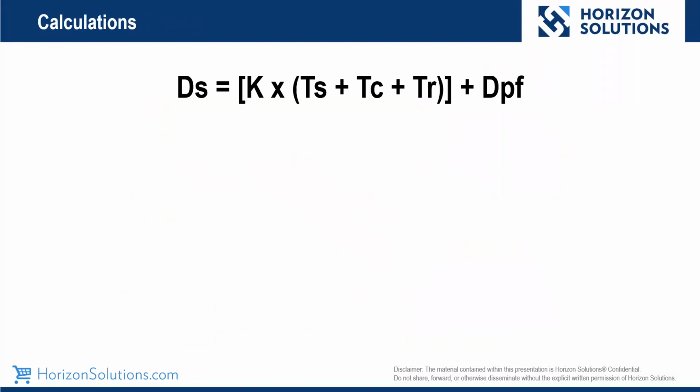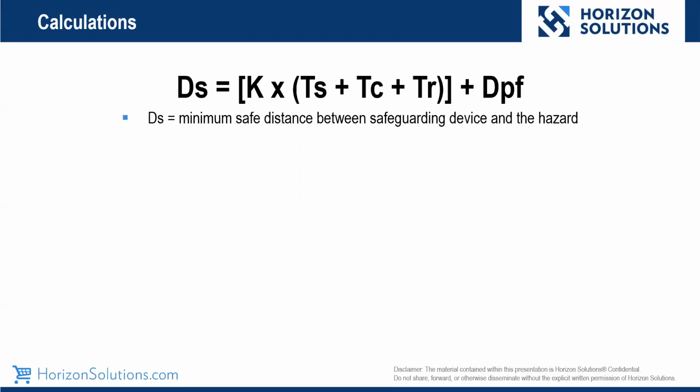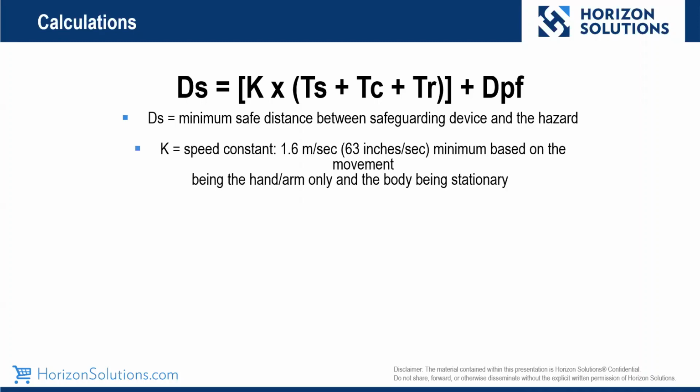So now we're going to take our first look at the actual calculation based on the ANSI standards for calculating the safe minimum distance. Here, DS is the safe minimum distance. K is the speed constant defined by the ANSI standards of 63 inches per second. This is based on a quick moving arm or hand. An example of this would be if something were to drop off the edge of a machine and someone quickly reaches out to try and grab it. This is where that number comes from.